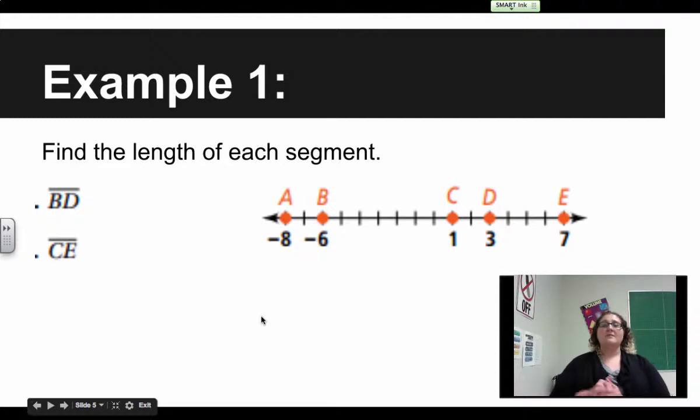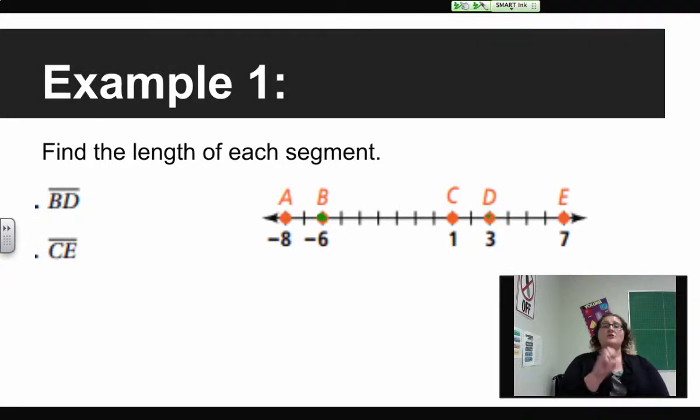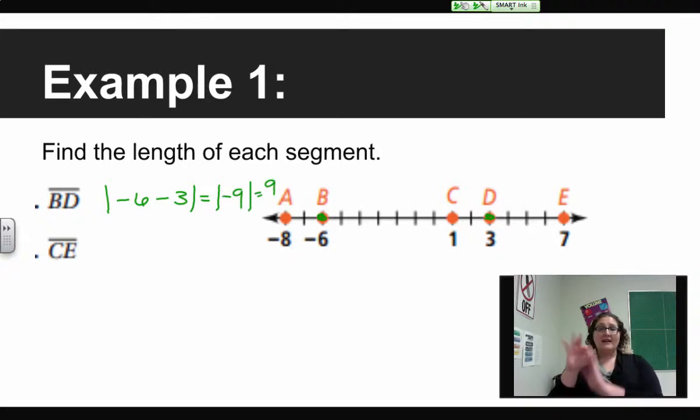Find the length of each segment. So the first segment is BD. So B to D, we're going to say the absolute value of -6 minus 3. So I get the absolute value of -9, which makes it 9. The other way to think of this: from -6 to 0 is 6 units, and then from 0 to 3 is 3 units, and 6 plus 3 is 9.